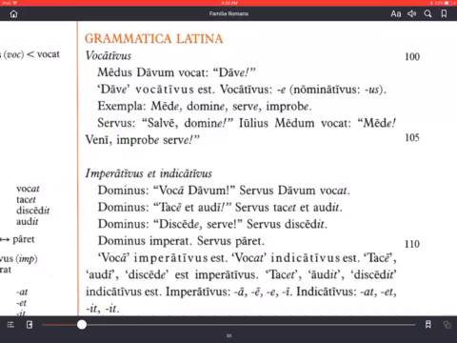All right, servus, salve, domine. So the slave says, hello, master. Since he's talking directly to his master, he doesn't say dominus, he says domine. Julius Medum vocat. Mede. Julius calls to Medus, and he says mede. So again, he doesn't say Medus. That would be the nominative, the form for the subject. He says mede. Veni improbe serve. Come, you wicked or bad slave. So notice he doesn't say improbus servus. That would be bad slave as the subject of the sentence. He says improbe serve because he's talking to him.